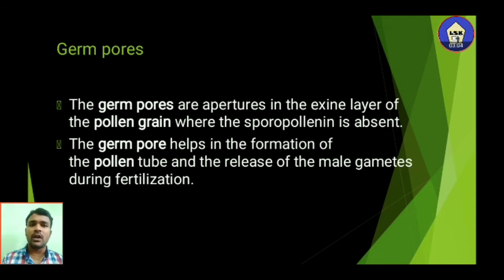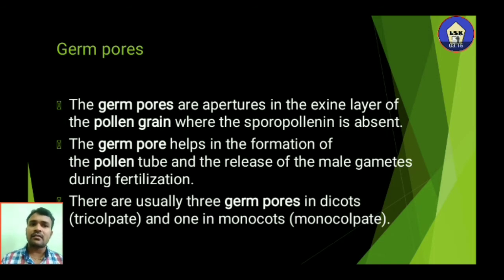The germ pore helps in the formation of the pollen tube and the release of male gametes during fertilization. At the time of pollen grain germination, the pollen tube will come out through these germ pores. And there are usually three germ pores in dicot pollen grains. The pollen grains of dicot plants consist of three germ pores on the surface, that means in the exine, and that's why they are called tricolpate. The monocot pollen grains consist of a single germ pore in the exine, and that is called monocolpate. So this is regarding the additional points on germ pores.